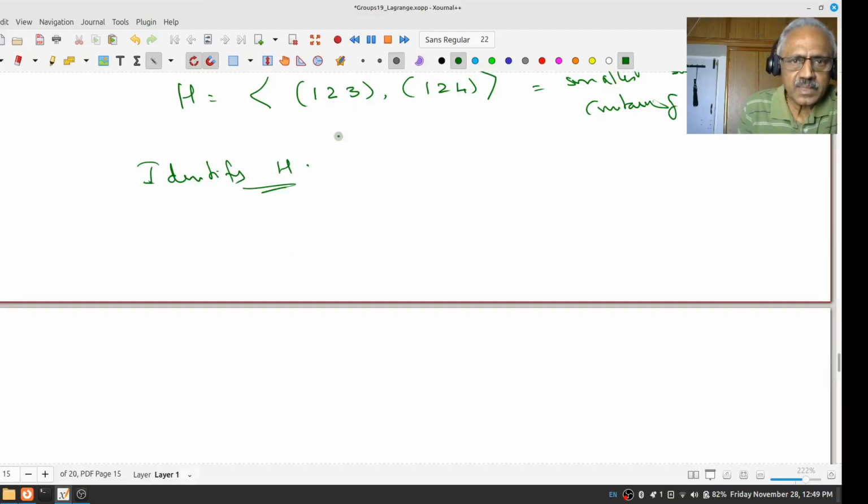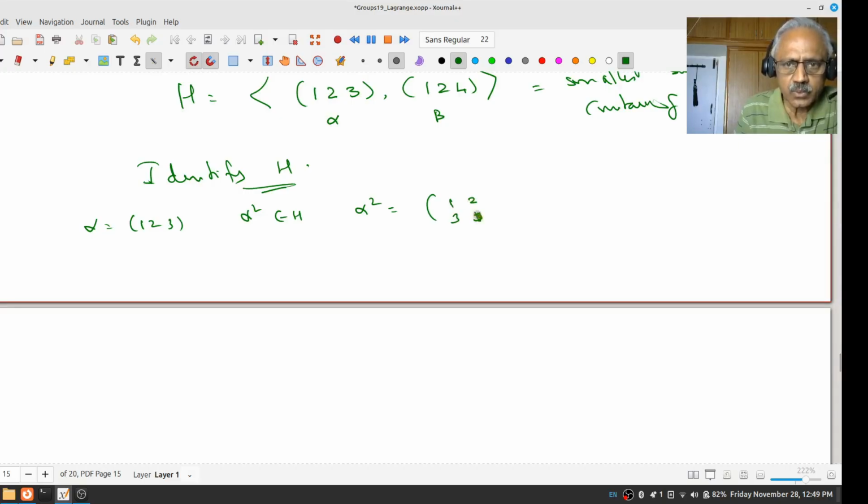Now, let me call them alpha and beta. Alpha is (1 2 3). Therefore, alpha squared must also be in H. But what is alpha squared? 1 goes to 2 and 2 goes to 3, therefore 1 goes to 3. 3 goes to 1 and 1 goes to 2, therefore 3 goes to 2. And 2 goes to 1. Therefore, it is the cycle (1 3 2).